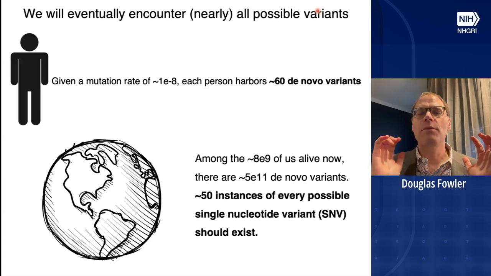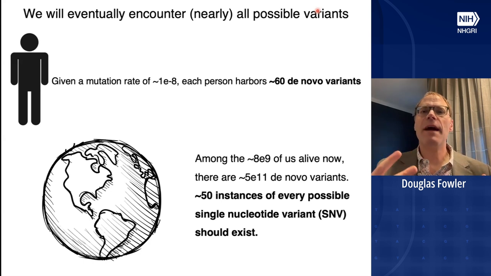And I realized that if we're thinking about understanding genetic variants, we have to think about not just the ones that we've already observed, but in fact, more or less every single one of them, because eventually we'll encounter them all. And so the scale of this problem, even just for single nucleotide variants, which are in some sense the simplest kind to understand, is massive.